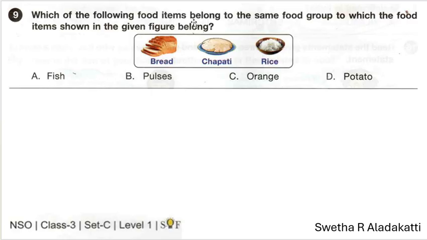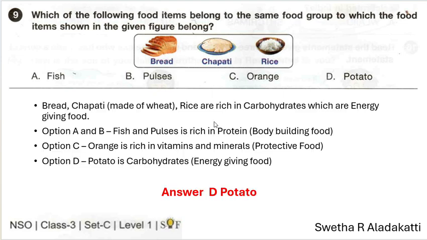9. Which of the following food items belongs to the same food group to which the food item shown in the given figure belongs? Bread, wheat, chapati, wheat, rice. Okay, so bread and chapati. Let's see the answer. Bread and chapati are made up of wheat, rice, all are rich in carbohydrates, which are energy giving food. Let's see the correct answer now. Fish and pulse of options A and B are rich in protein, which is a body building food. C, orange, which is a fruit, is rich in vitamins and minerals, which is a protective food.